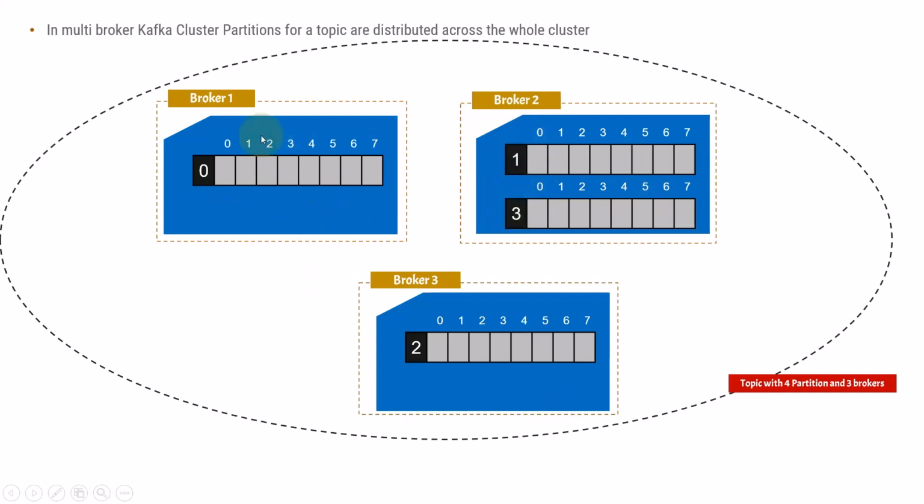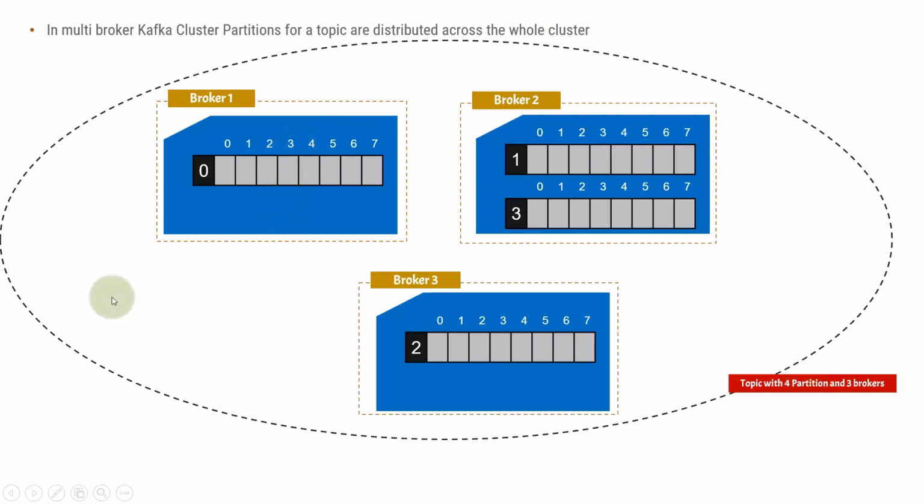All 3 can be present here only, or 1 is present here only. All the 2 can be present here, 1 can be present here. Let's say 1 and 2 are present here, 0 will be present here, and 3 will be present here. This is random, but the important concept you need to understand is that in a Kafka cluster, the topic partitions are distributed. It is not in a single broker. It can be anywhere inside any broker. So 0 is here, 1 is here, 2 is here, and 3 is here, so if you have 4 partitions, all the 4 partitions will be distributed.